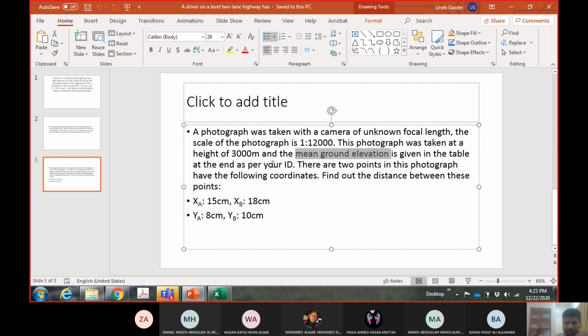The photograph was taken at a height of 3000 meters. The only thing you are required to do is find out the distance between the 2 points. Some of you got confused because I didn't give the focal length. You don't have to get confused, just focus on what you require, and to find that, what do you need?